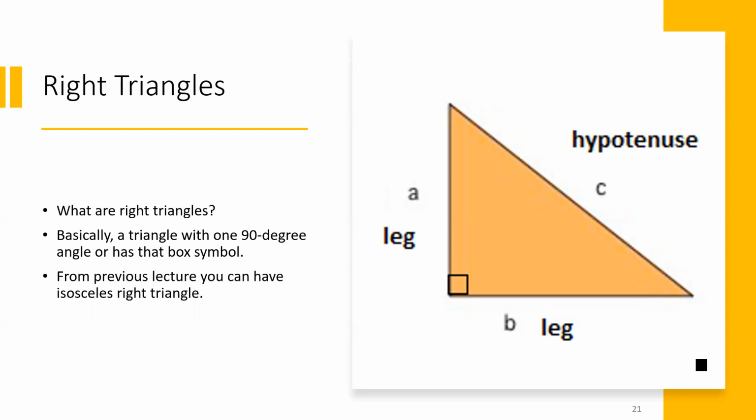Basically, a triangle with a 90-degree angle, or it has that little box symbol. If you look at the figure on the right, it has that little box symbol. That's how you indicate it is a right triangle. From previous lectures, you can have an isosceles right triangle.